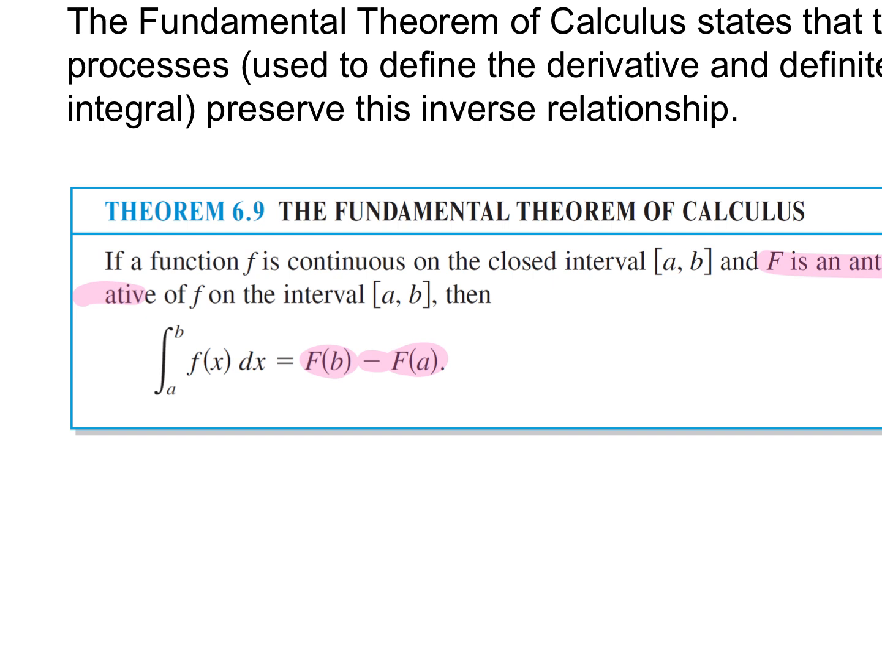So this is like a shortcut to what we were doing yesterday. Instead of using the limit process, we can take the antiderivative, so it involves the antiderivatives that we did in the last chapter, and we can plug in b and a and subtract them.